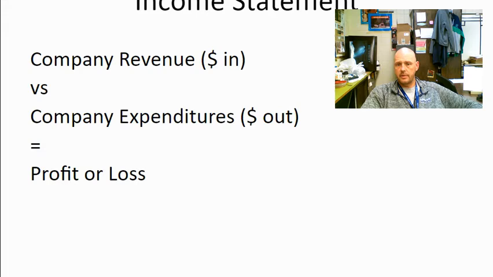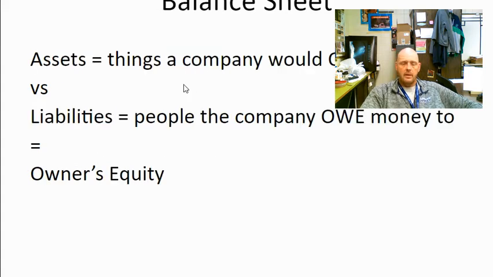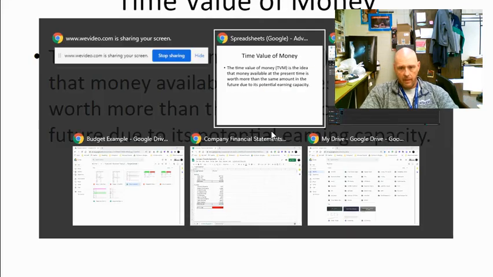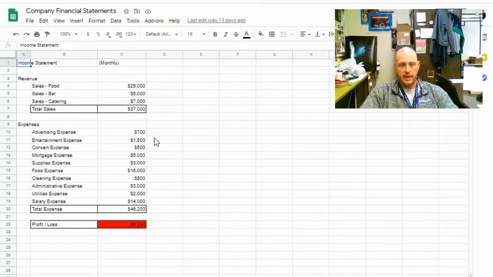So income statement, this is a company financial statement. It's talking about your revenue or your sales compared to your cost of running your business, and you either made money or didn't make money. Compared to a balance sheet, which is things you have of value or assets, compared to your liabilities or who you owe money to and what's left for the owner. We look at some examples of that.